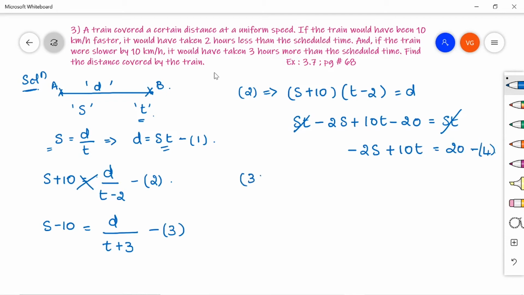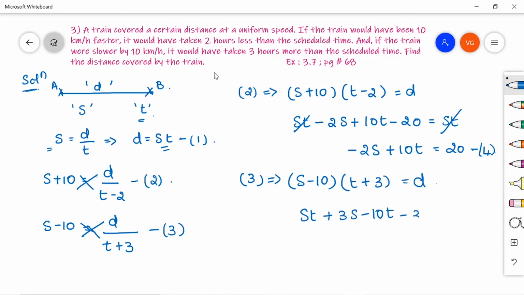Again, take equation number 3, s minus 10, and cross multiply again. s minus 10 multiplied by t plus 3 is equal to d. Multiply here: st plus 3s minus 10t minus 30 is equal to, in place of d again I will write st. This will get cancelled. So 3s minus 10t is equal to 30. Let us say this is equation number 5.